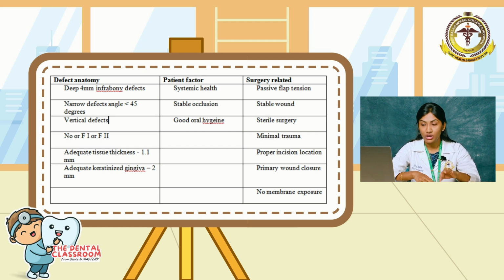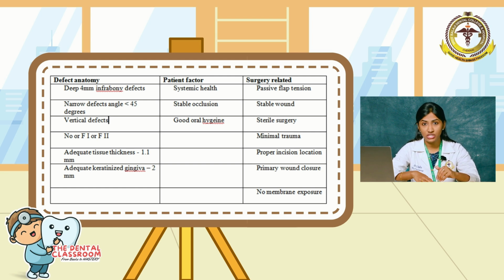Based on the defect, we have to analyze and select the proper defect for regeneration to happen. Such defects are deep infrabony defects of 4 mm, narrow angle defects which will be less than 45 degrees, vertical defects, furcation involvement which will fall under grade 1 and grade 2, and adequate soft tissue thickness or periodontal phenotype. This is what gives proper primary wound closure and wound stability. So those defects and those soft tissue conditions should be selected for periodontal regeneration.